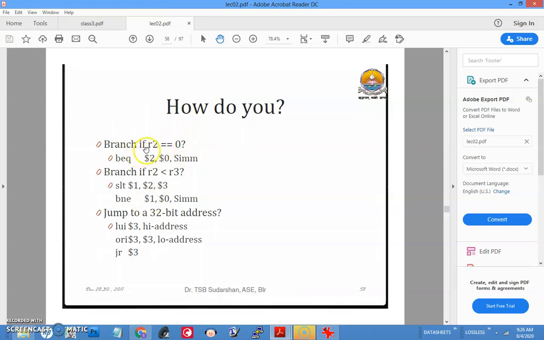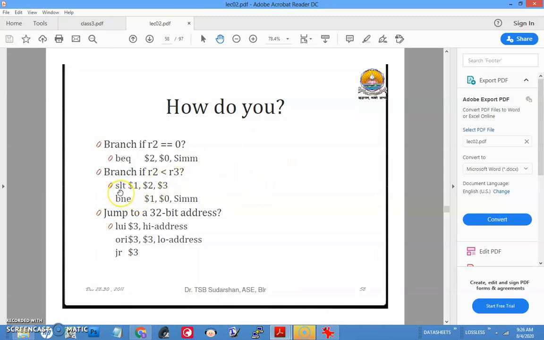How do we branch if R2 is equal to 0? You can use the $0 register. This is one use where we use $0. We know that $0 is always 0, so you can use it in the branch instruction. Then, branch if R2 is less than R3. So far we have learned branch if less than 0. So how do you compare two registers and then take a decision?